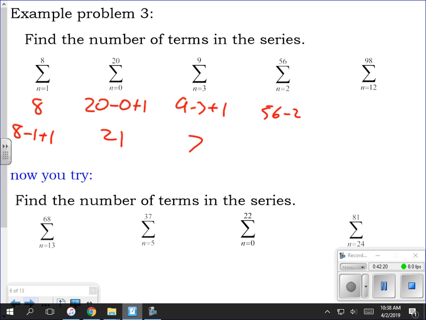56 minus 2 plus 1. That would be 55. And then the last one, 98 minus 12 plus 1. 98 minus 12 is 86 plus 1 is 87. That's it. The easy part of the test. The easy part of the homework. How many are there?